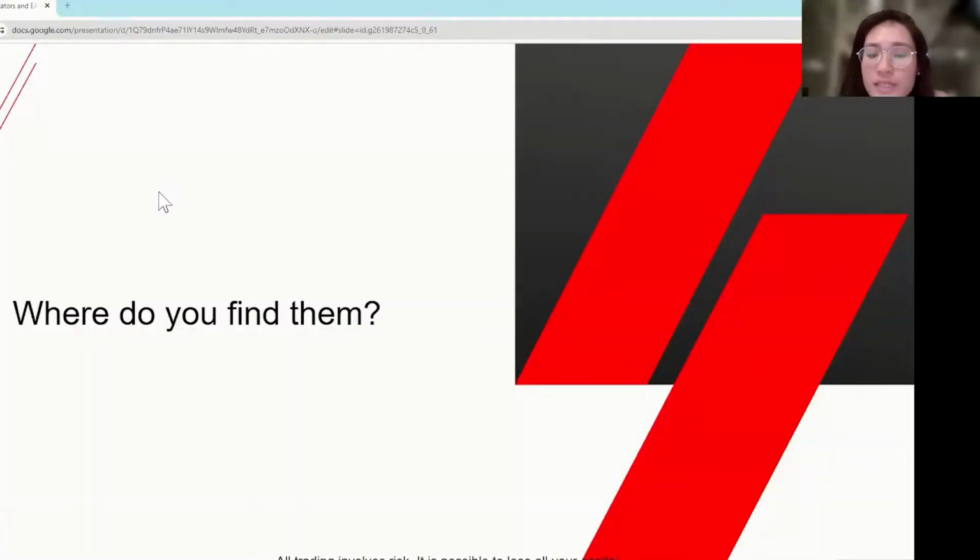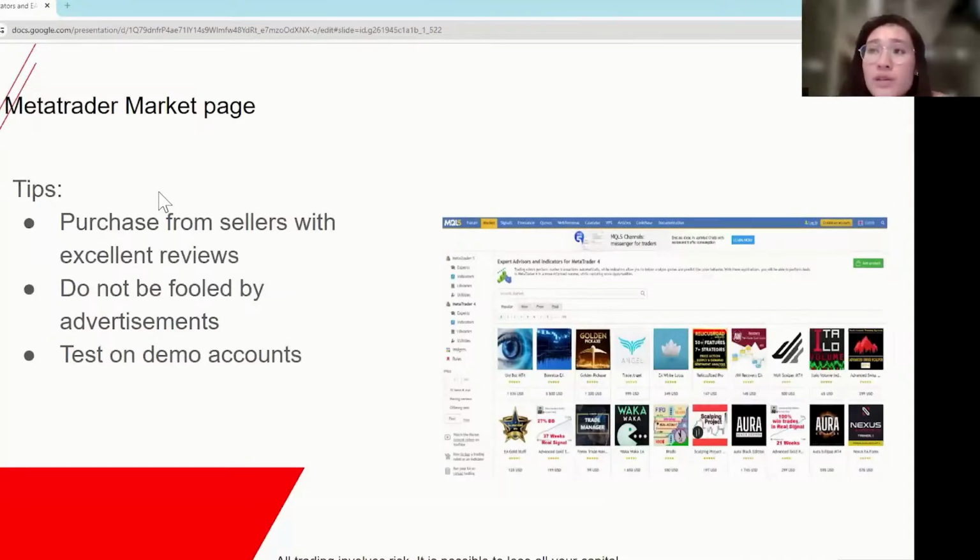So where do you find these EAs and custom indicators? You can find them on your MetaTrader market page. Some tips: purchase from sellers with excellent reviews, be careful of any advertisements, and test these on demo accounts so that they don't affect your capital.